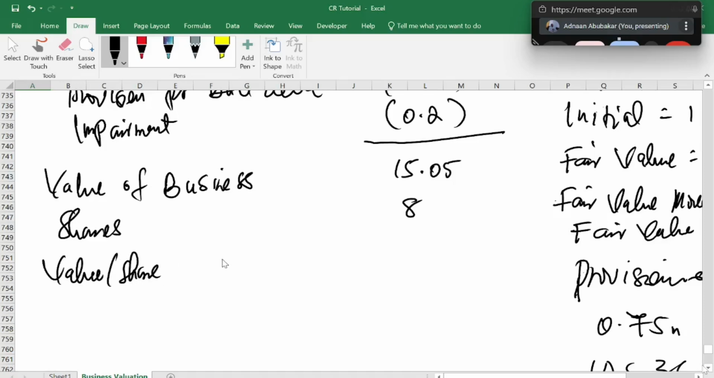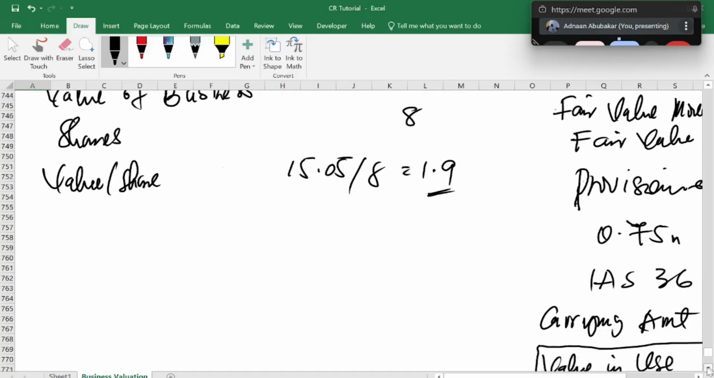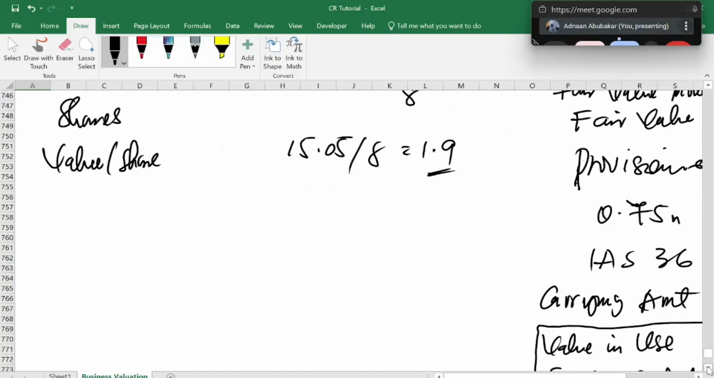So that gives you 15.50 divided by 8. What do you have? 1.88, 1.9, let's assume. So now we are done with the first one, right?